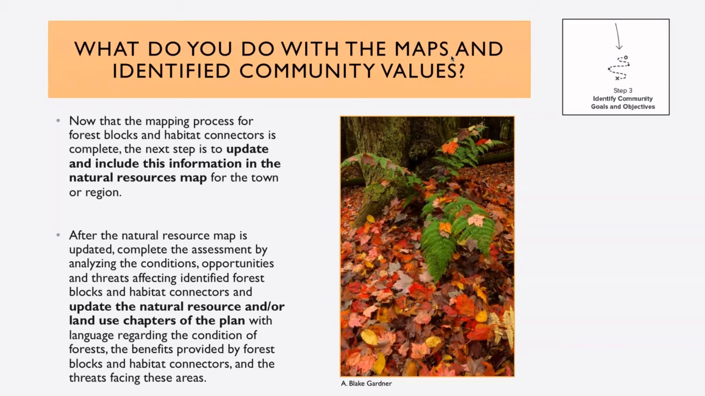And then once the map is updated, complete an overall assessment. This is your assessment phase of your planning process. That would look at analyzing the conditions and the opportunities and threats affecting identified forest blocks and habitat connectors, and then update the natural resource and or land use chapters of your plan with some text or language regarding the condition of the forest, the benefits that they provide, and the threats that are facing these areas. This is similar to other planning that you may do for other natural resources, and we're just suggesting that you go through that planning process that is outlined in the ACCD manual.